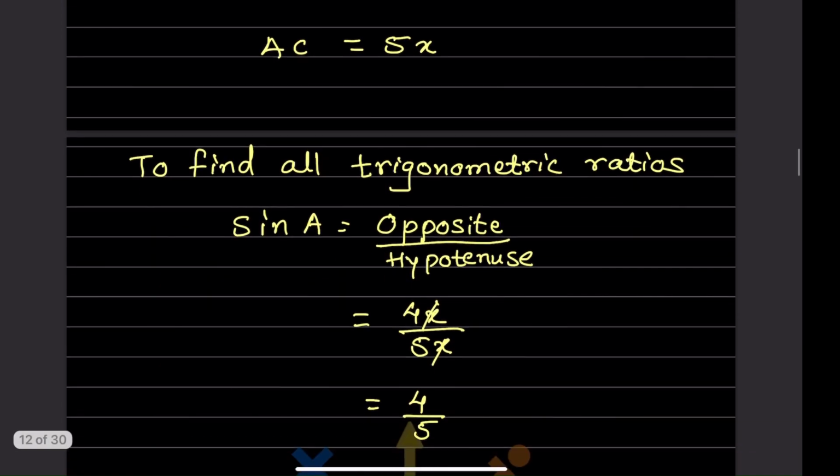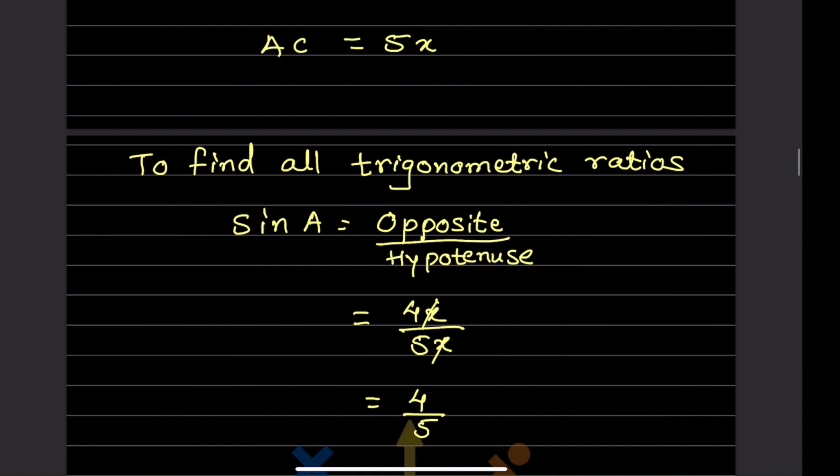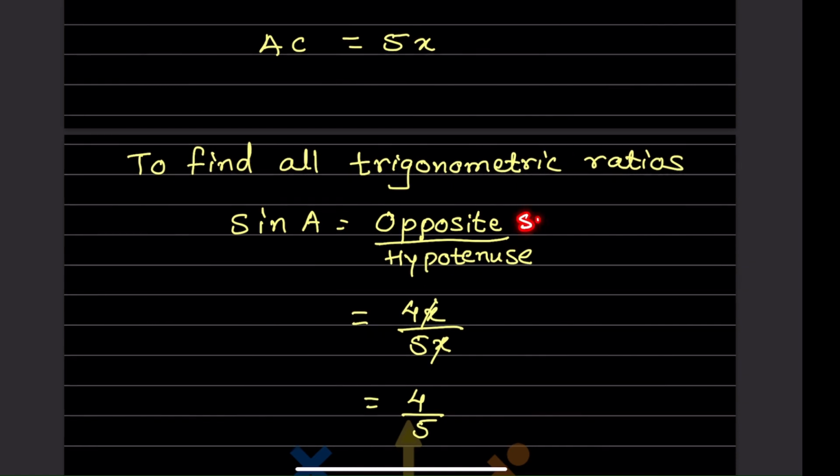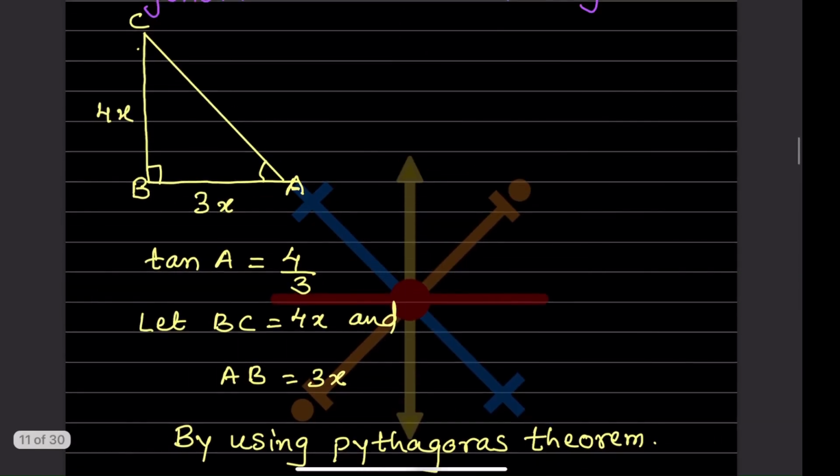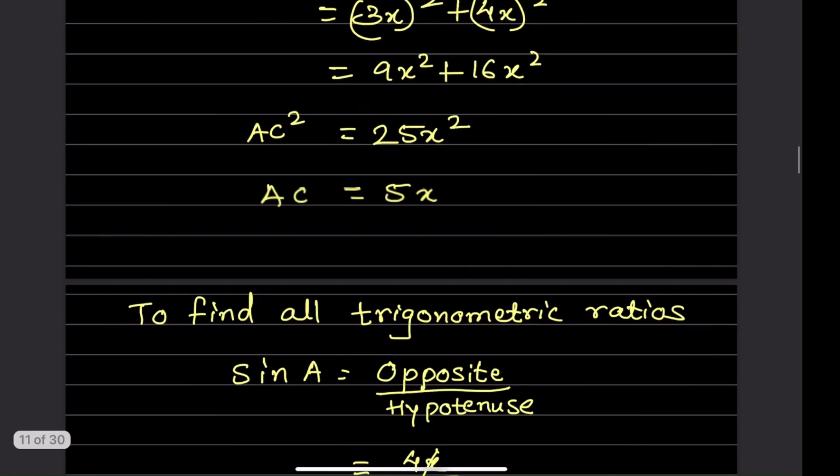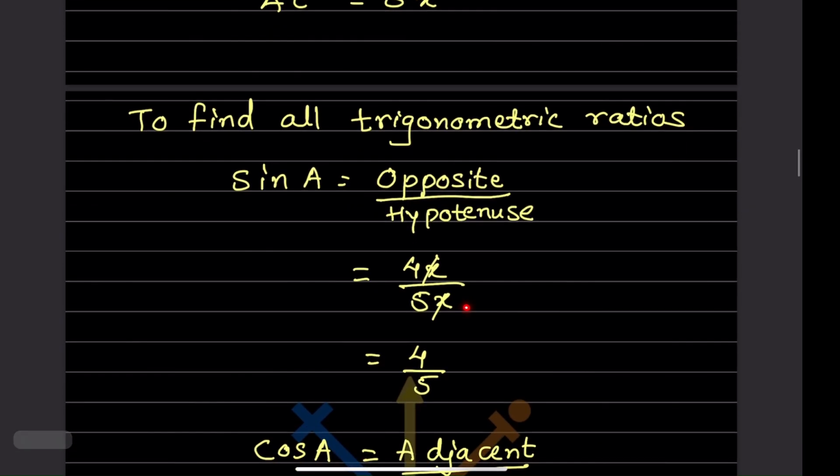Now we will find all the trigonometric ratios. As I said, there are 6 trigonometric ratios, so let us go one by one. Sine is opposite by hypotenuse. The opposite is 4x and the hypotenuse we got as 5x, so we write 4x by 5x. The x and x get cancelled, so sine A is 4 by 5.